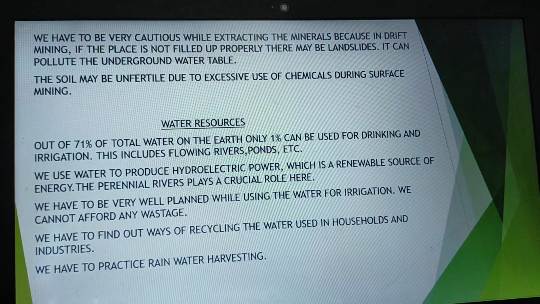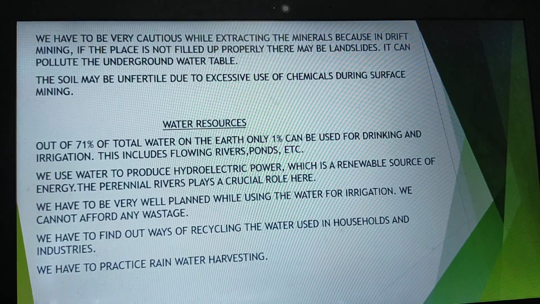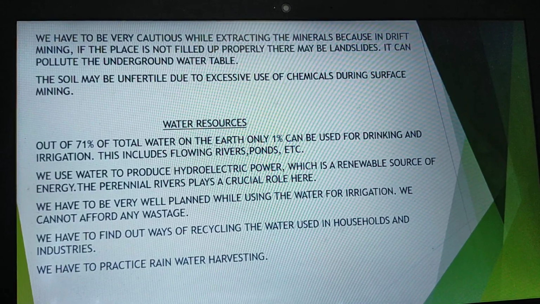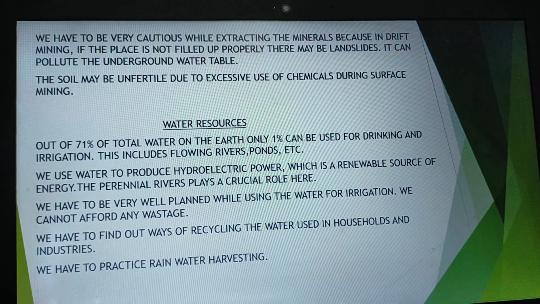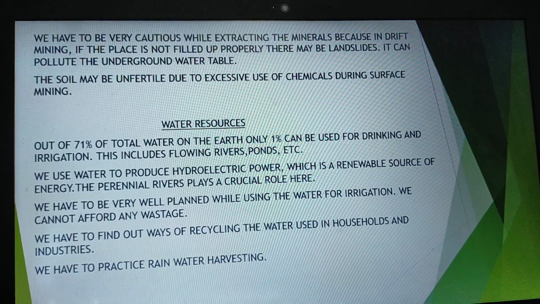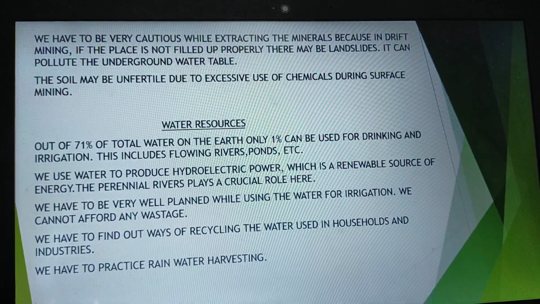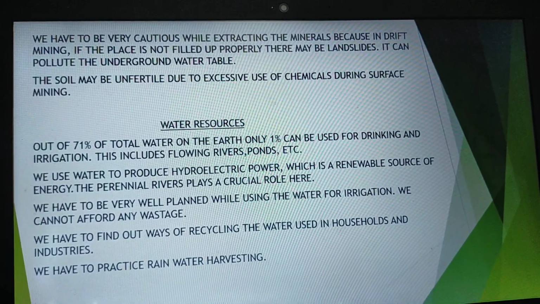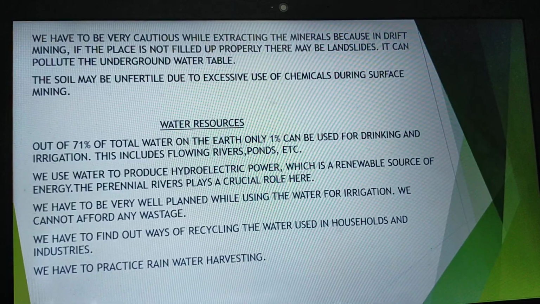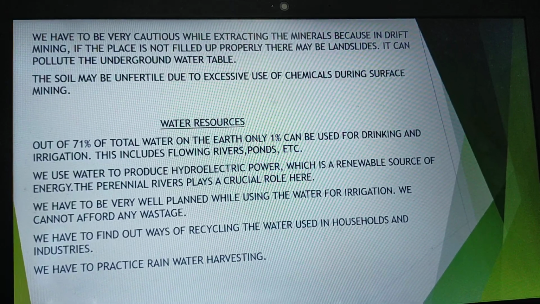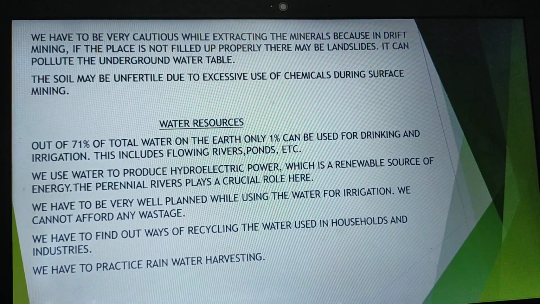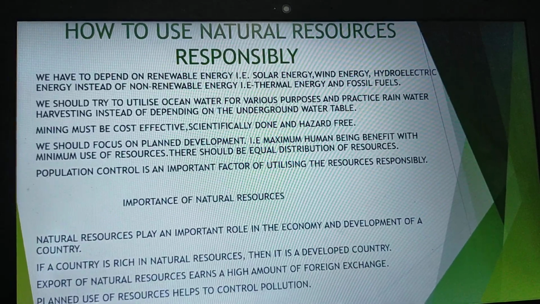We have to be very well planned while using the water for irrigation. We cannot afford any wastage. We have to find out ways of recycling the water used in households and industries. We have to practice rainwater harvesting. So these are the ways we can preserve our water resources.